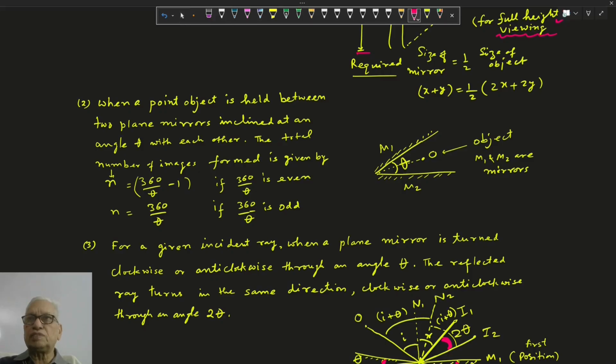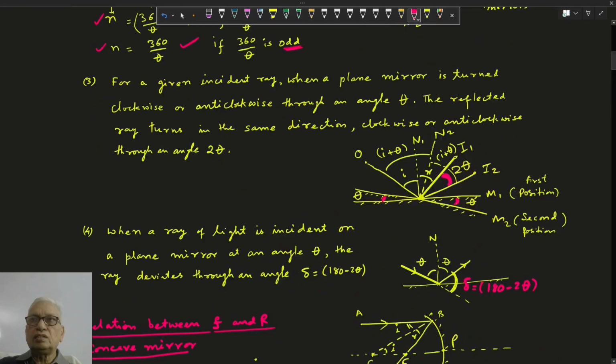When a point object is held in between two mirrors M1 and M2, separated by an angular distance theta, and O is the object placed here, a number of images will be seen. The formula is n equals 360 upon theta minus 1, if 360 upon theta is an even number. If 360 by theta is an odd number, then we'll use a different formula to find the number of images formed.